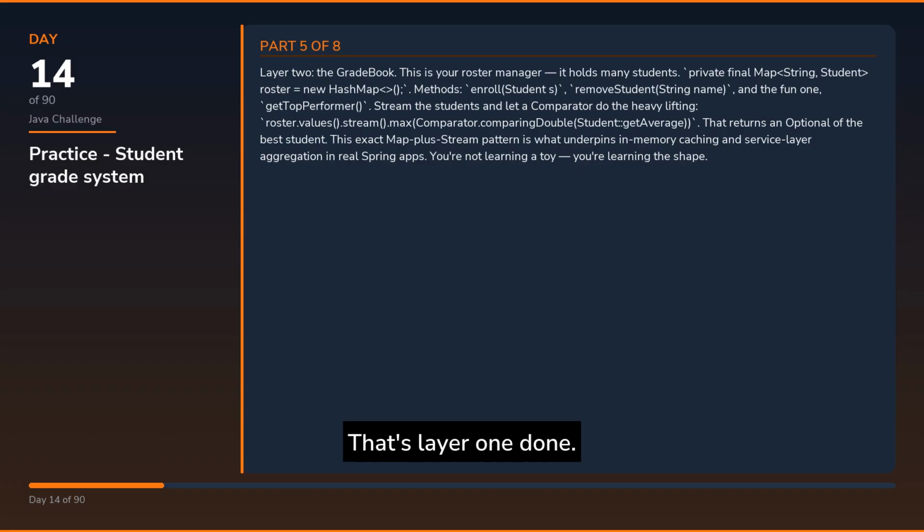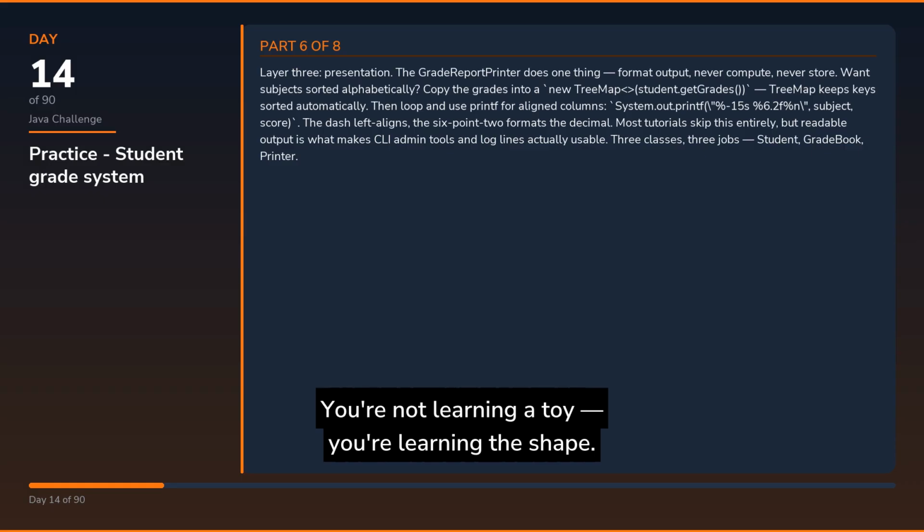Stream the students and let a comparator do the heavy lifting: roster.values().stream().max(Comparator.comparingDouble(Student::getAverage)). That returns an Optional of the best student. This exact map plus stream pattern is what underpins in-memory caching and service layer aggregation in real Spring apps. You're not learning a toy, you're learning the shape.